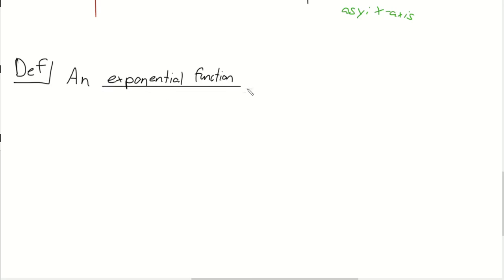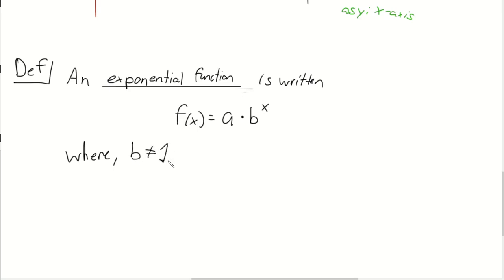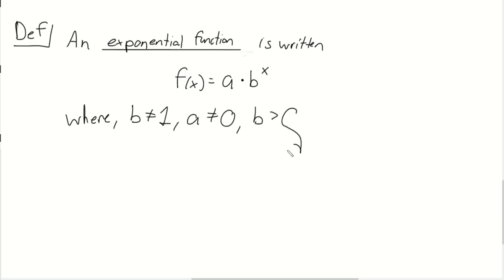Let's define exponential function first. Definition. An exponential function is written like f of x equals a times b to the x, where b does not equal 1 and a does not equal 0, and b is greater than 0.